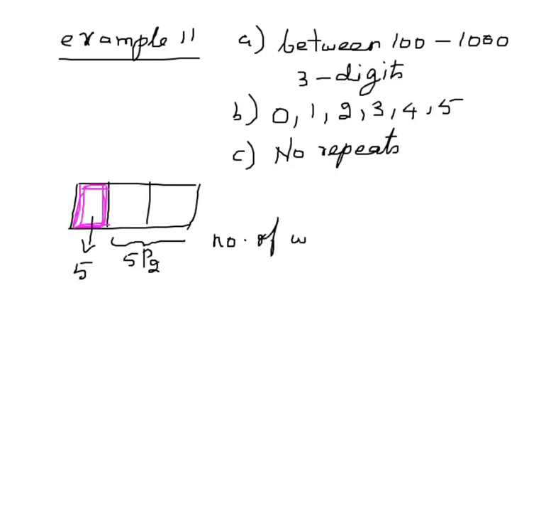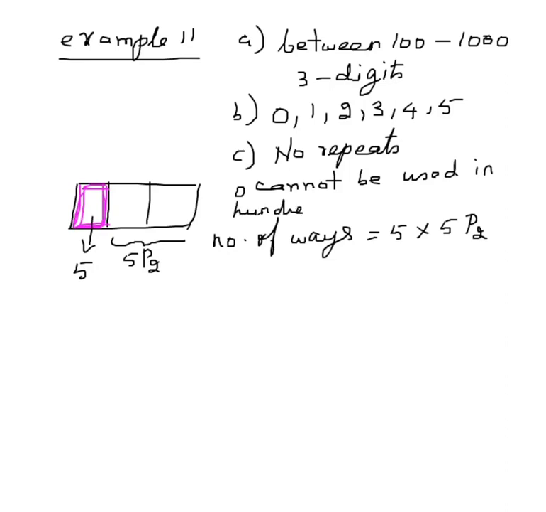So number of ways is equal to, or you may use fundamental principle of counting, 5 times 5p2. 0 cannot be used in hundreds place. Which is equal to 5 times 5 factorial divided by 5 minus 2, which is 3 factorial. Cancel 3 factorial, 4 and 5. The answer is 100.